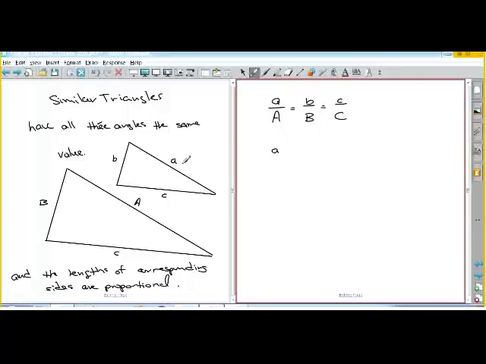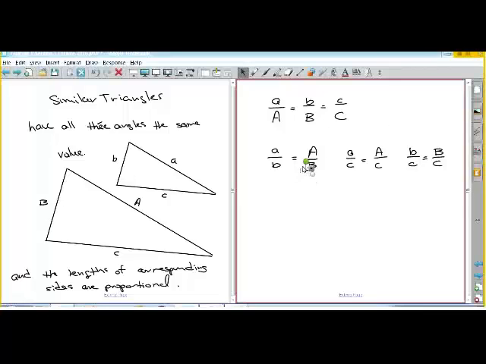Or I could say that this length, side a, to this length, side b, is the same as, within the same triangle, the same corresponding lengths. And you could do that with all sides, comparing all three sides. So here's a and b, I could do a and c, and I could do b and c. And these give you the same information.